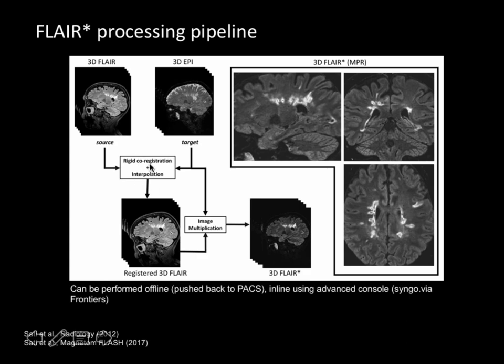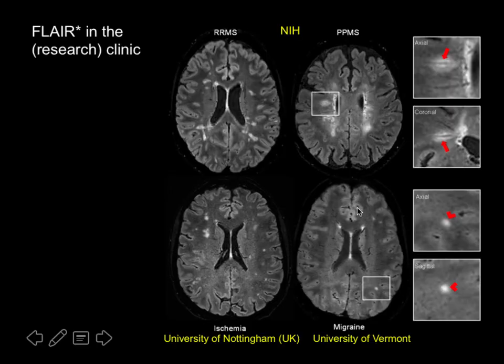So you need just a basic rigid registration of the two volumes. You have to interpolate because they're not the same resolution, and usually this is done on the FLAIR. So we upsample the FLAIR image, put it in the space of the 3D EPI, and then you do a voxel-based image multiplication to create your FLAIR star, and this is what you end up with. So in our research clinic, this is now being used routinely. Dr. Reich, every time he has a case to read, calls for our offline processing pipeline.